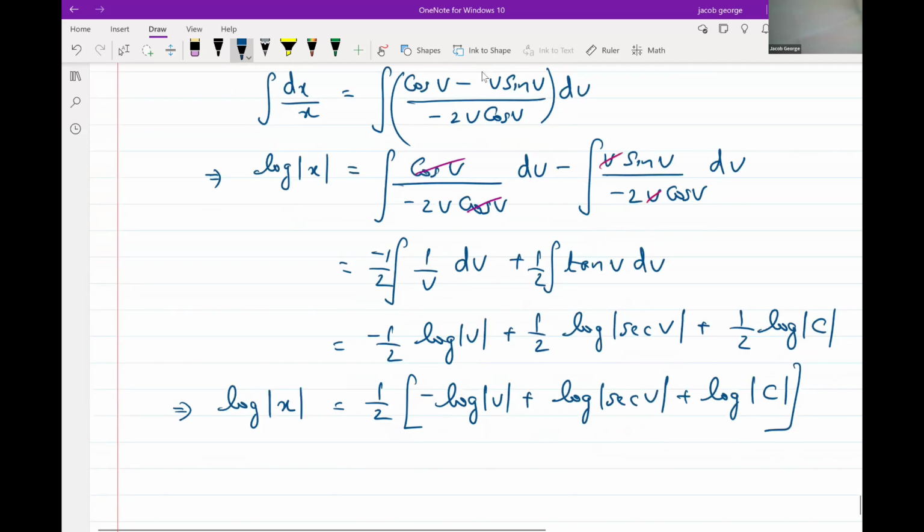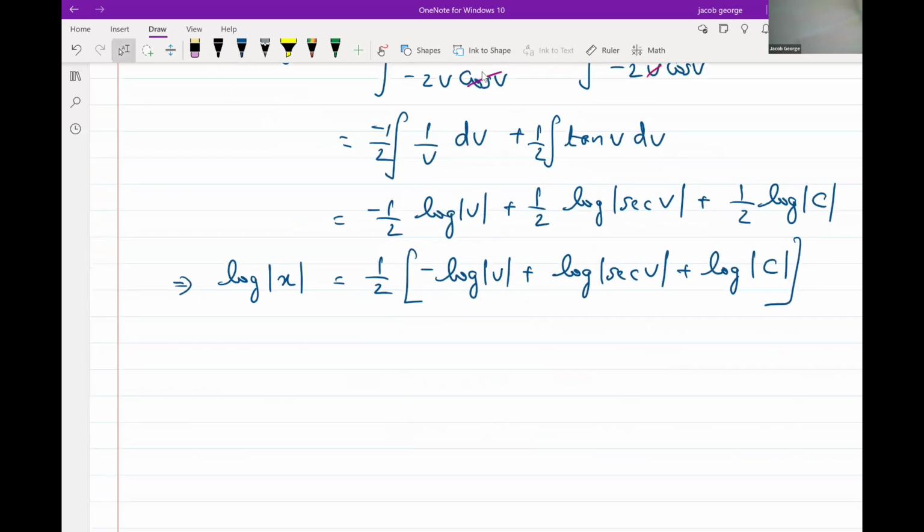Half into minus log mod v plus log mod sec v plus log mod c. Clear? Now we have to take this 2 to the left side. Simplification. Log type of questions, we simplify maximum using that log rule. So 2 log mod x is equal to, have you got all these steps correct?